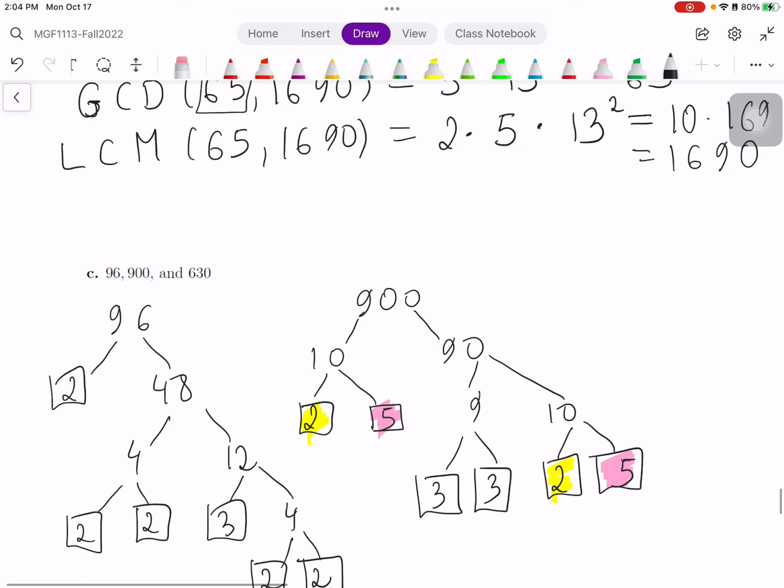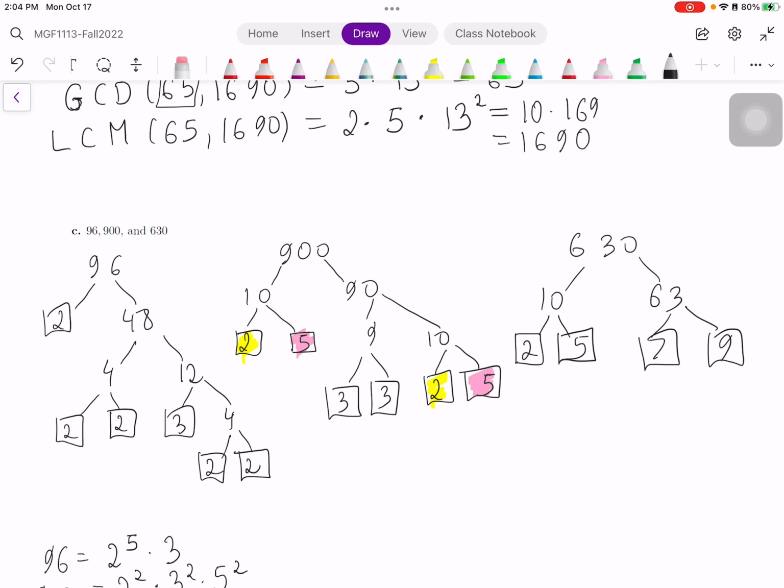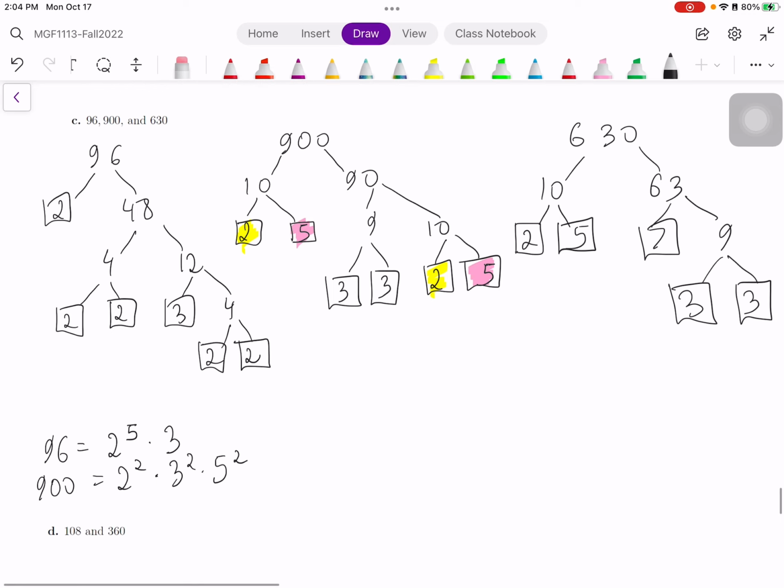And then finally 630. So let's say 10 times 63. 10 is 2 and 5. This branch is done. 63 is 7 times 9. 9 is not prime yet. It's 3 times 3. Notice that prime factorizations are not that difficult to find. Two factors of 3, 5, and 7.